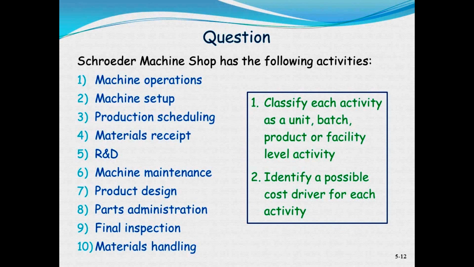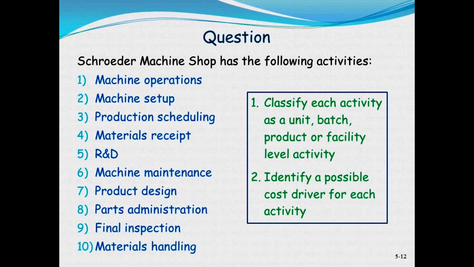What would be a reasonable cost driver for machine operations? Maybe a little more specific? You may have a volume of product. Okay. That would make it unit level. Any others? Machine hours. Slightly different. Both of them could work.